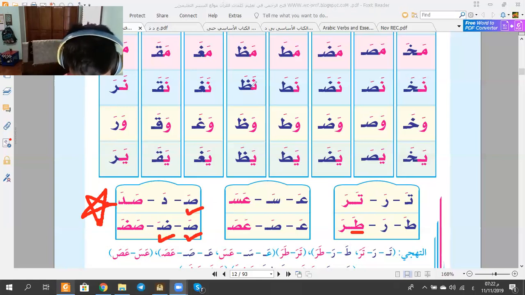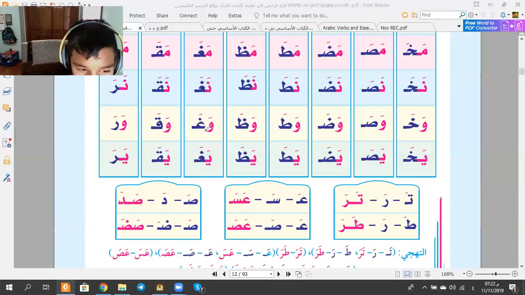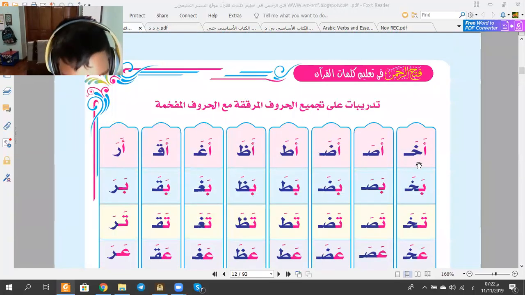So today we learned the heavy letters in Arabic and how we pronounce them. So the heavy letters in Arabic are kha, sa, bad, or al kha, wal sa, wal bad, wal ta, wal za, wal ghain, wal qaf, and al ra just with fatha. In this case, ra with fatha, it will be a heavy letter.